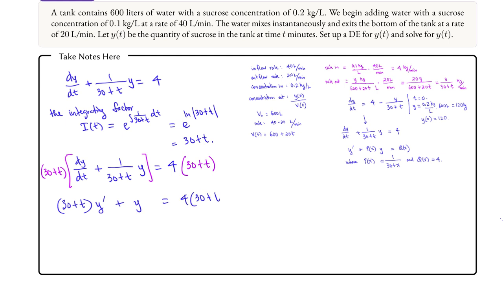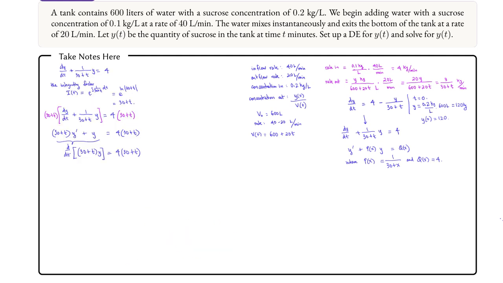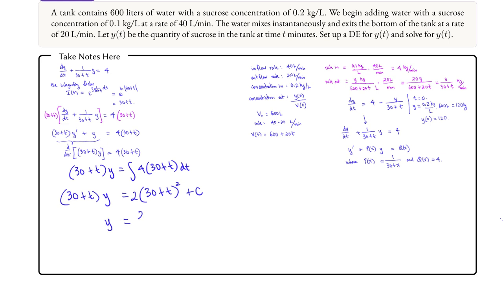But the left-hand side is guaranteed to be the derivative of the product of the integrating factor and y, which is 30 plus t times y. But since the derivative of 30 plus t times y is 4 times 30 plus t, it must be true that 30 plus t times y equals the integral of 4 times 30 plus t dt. Evaluate the integral on the right-hand side. We have 2 times 30 plus t squared plus c.